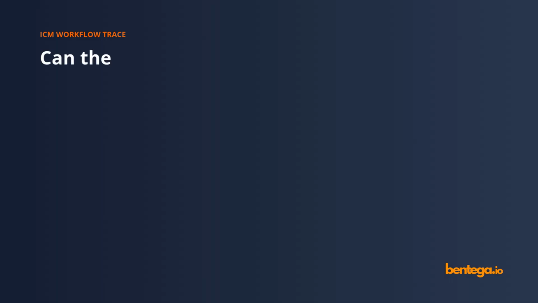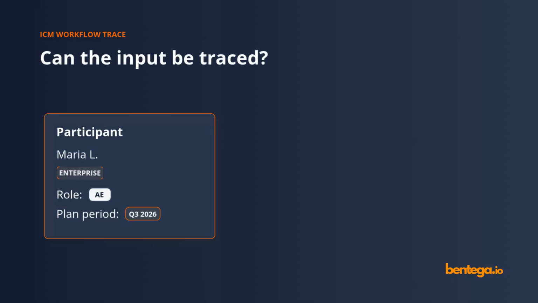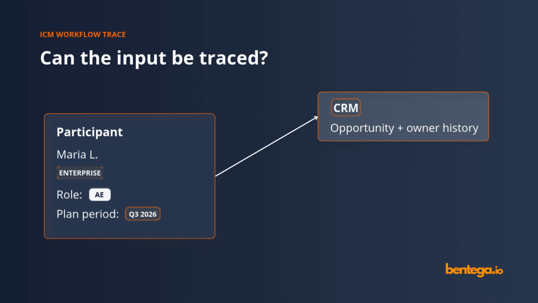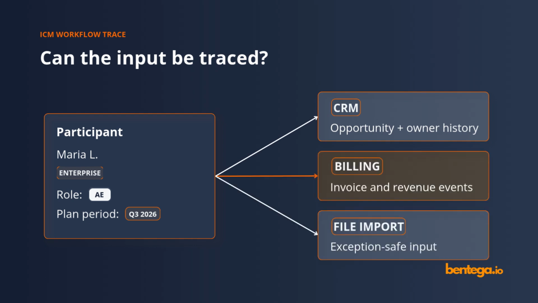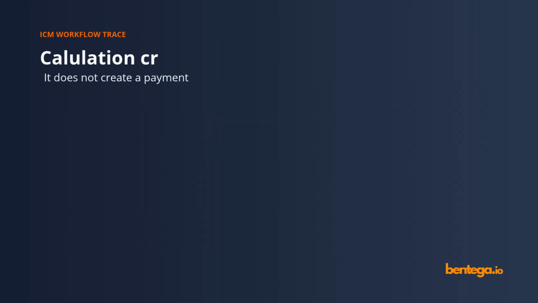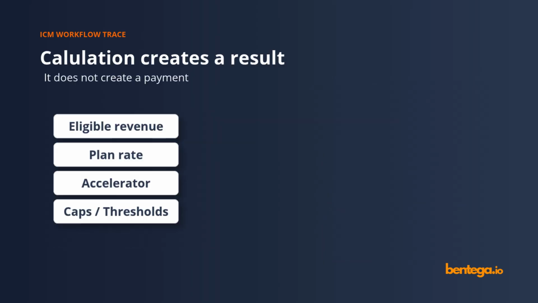Next comes performance data. For each participant, the source and period should be clear enough that the result can be traced back to the intended input. That may include CRM data, billing information or an approved file import, depending on the company's process. The important question is not simply whether data exists. It is whether the right data has been connected to the right participant and plan. Only then can the applicable calculation logic produce a result.